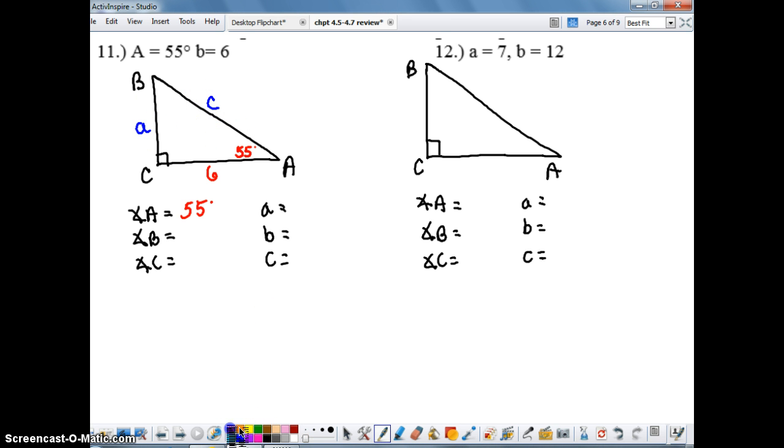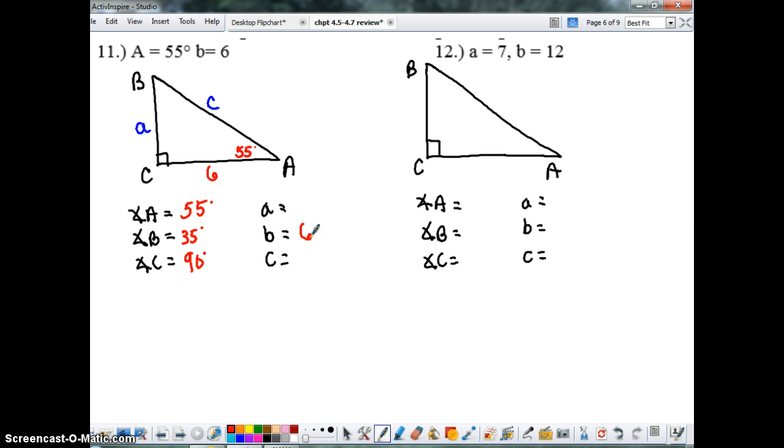All right. We should all know that angle C is 90 degrees. It's always the one next to the right angle. Angle B here is going to be 90 minus 55, which is going to give me 35 degrees. Remember, the 2 angles are always complementary. All right, so we also have the b is 6 here.